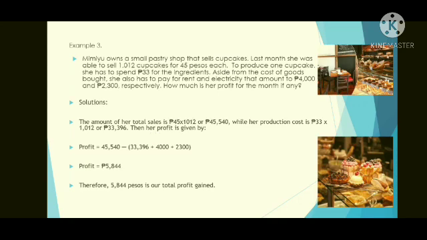So using our formula, profit is equivalent to revenue minus the cost, that is 45,540 minus 39,696. That will give us a profit amount of 5,844 pesos. Therefore, 5,844 pesos is our total profit gain.